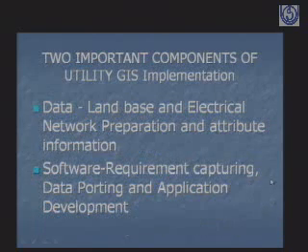our requirement map. Two important components of utility GIS implementation. One is data, land-based and electrical network data, and second is the software requirement for capturing, data porting and application development.